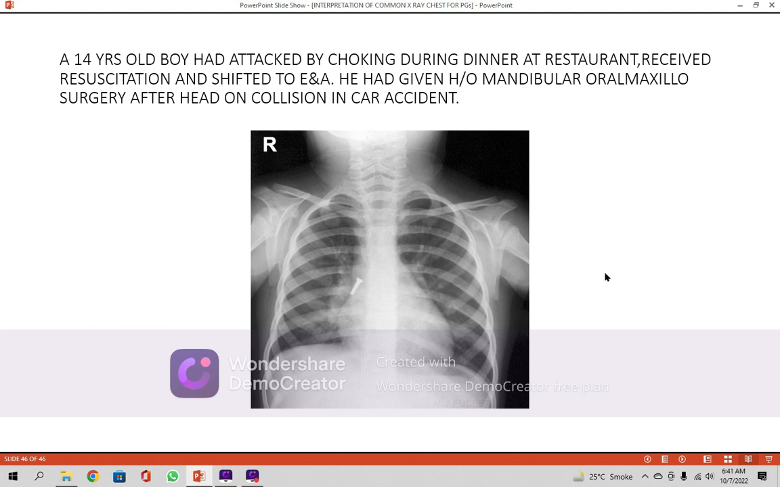And give secondary prevention to this patient by giving broad spectrum antibiotics, because there is a possibility of a septic type of pneumonia occurring, as it is a foreign body. So you have to cover before it appears. The secondary prevention should be done in this patient.